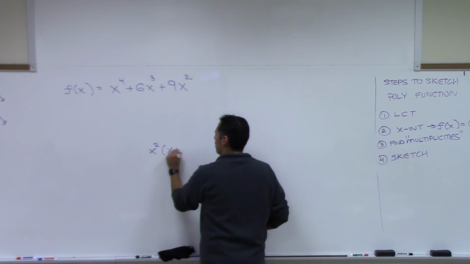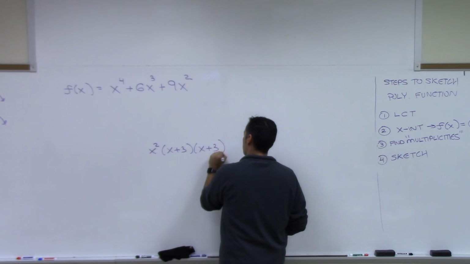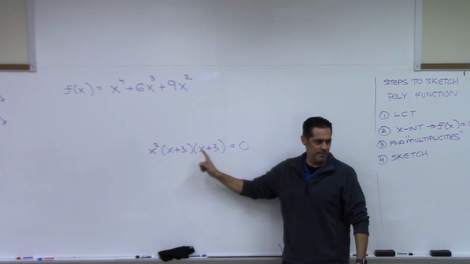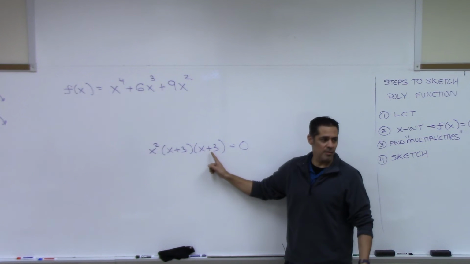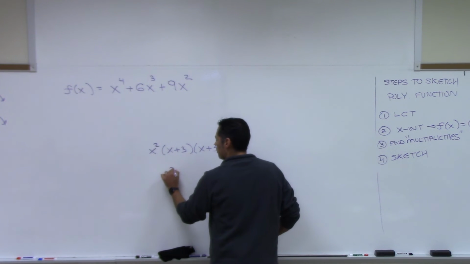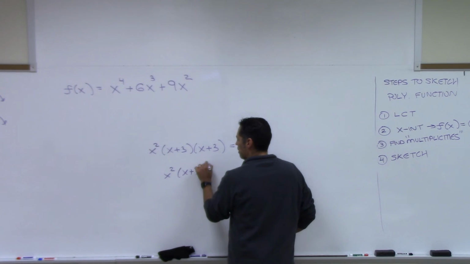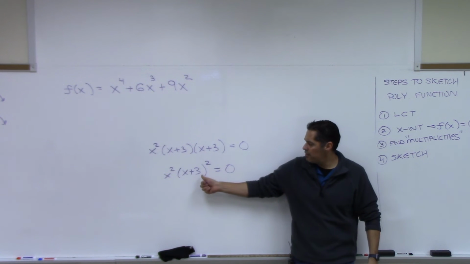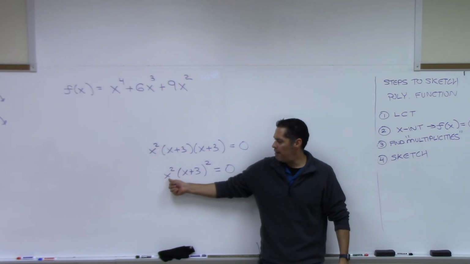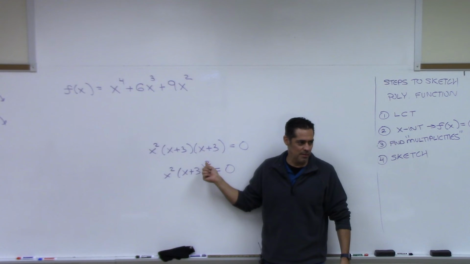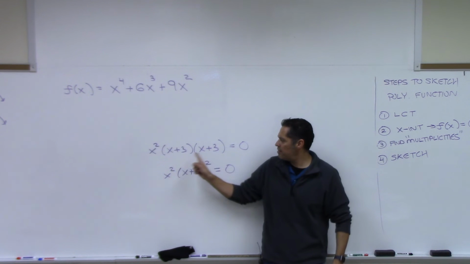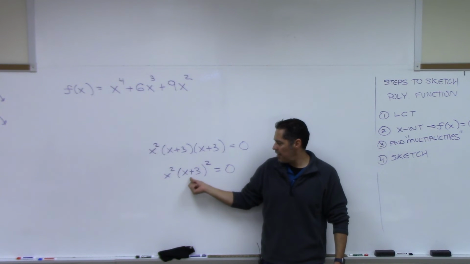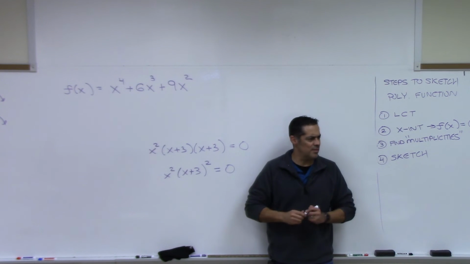So for those of you who got to this step, these are the exact same thing, right? X plus 3 is the same as x plus 3. So you rewrite this as x squared times x plus 3 squared equals 0. You did it right, but now you can see that you're going to have bouncing here and bouncing here. You're not going to have crossing, because these are the same points, right? So you have to put them together and then set this to zero, set that to zero, and you get your two solutions. Does that make sense?